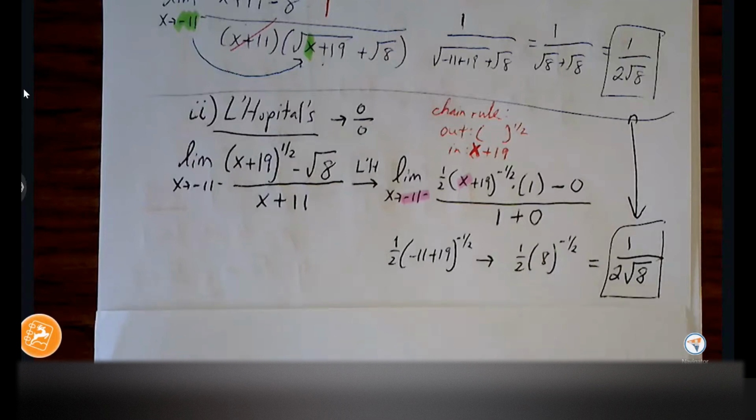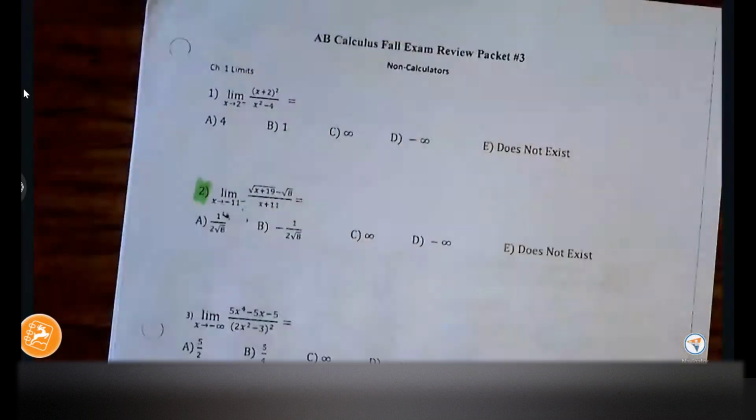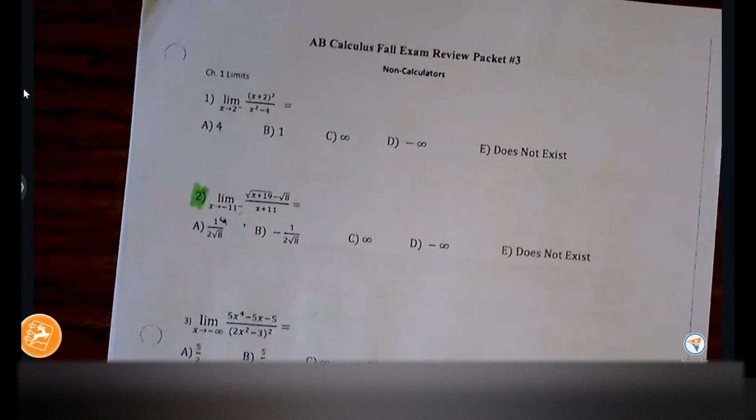All right, any questions with number 2? Good. All right, next problem I picked out is number 12.